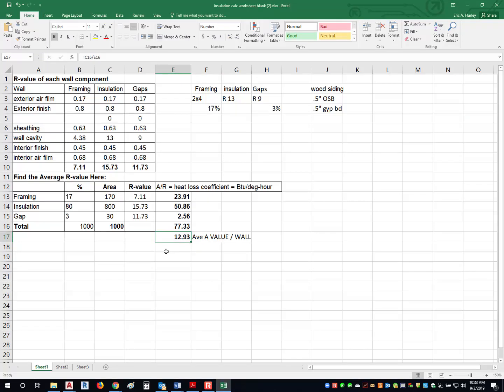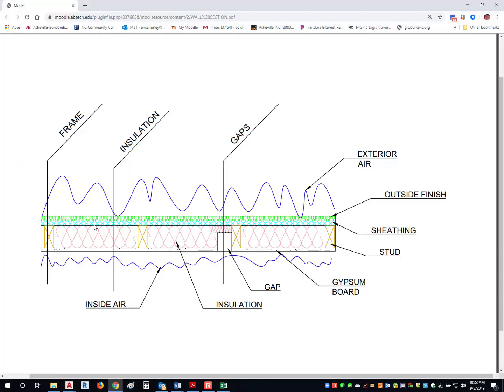Now the state code does say 13 plus 2. So we did put our 13 in right here, but we didn't put our plus 2 in anywhere. All right, so let's go back and let's say that we have some XPS in here. So we're going to go in our wall here.